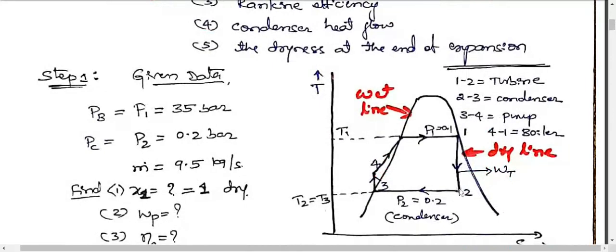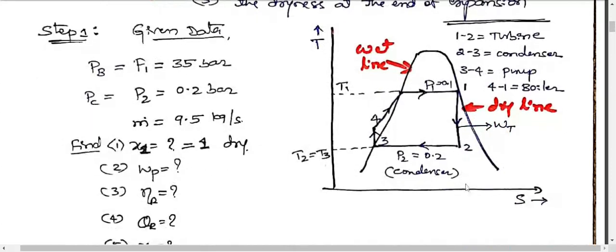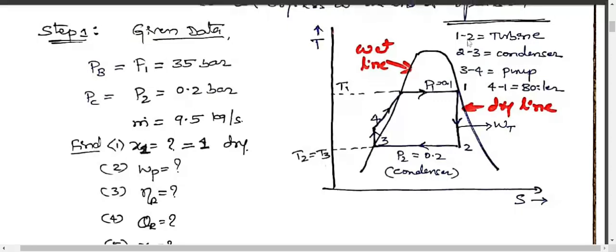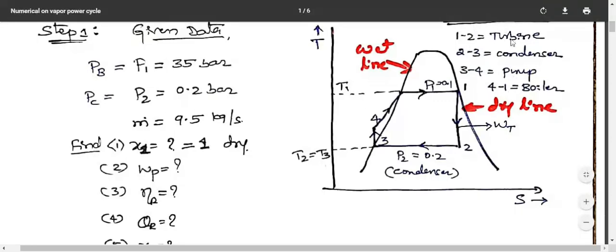So 1 to 2 is expansion, that is isentropic expansion, also called reversible adiabatic. During this process entropy is constant, S1 is equal to S2. Remember this point. Then here I have also written the component processes. In the turbine is the 1 to 2 process, the 2 to 3 process is in the condenser, 3 to 4 process is the pump, and 4 to 1 is the boiler. And dear students, from point number 4 to point number 1 it is heat supplied at constant pressure.